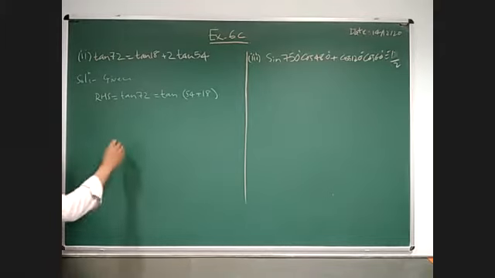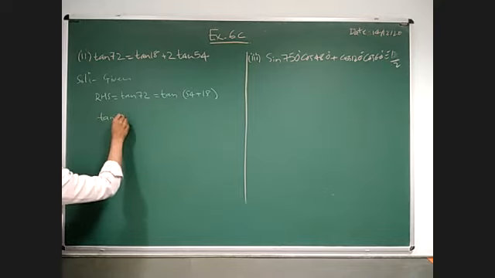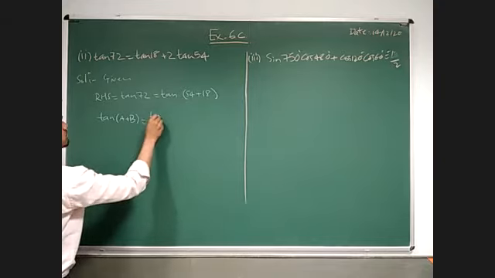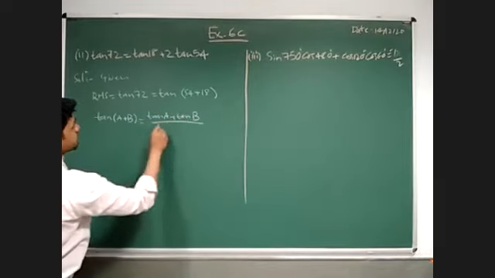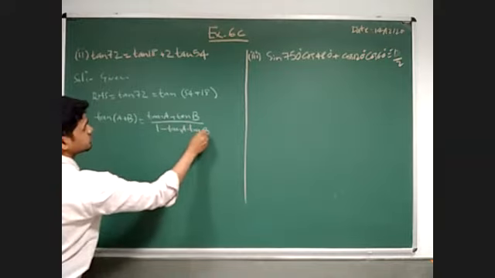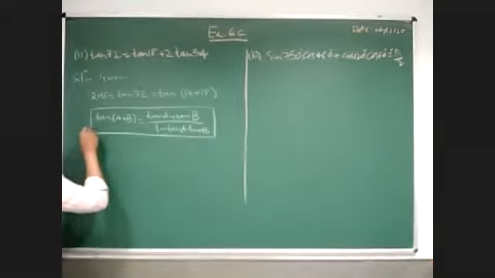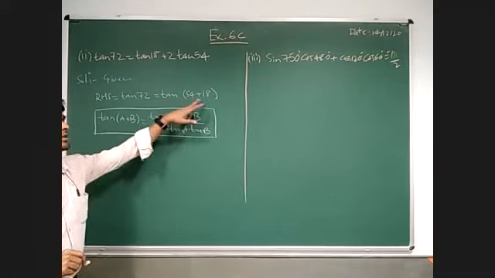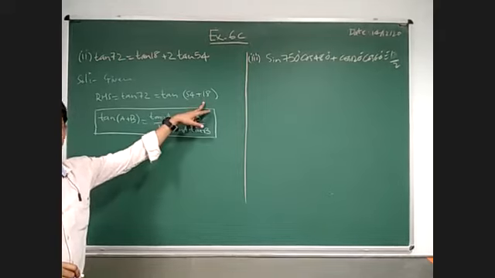So here I know one formula. The formula is tan(A plus B) equals (tan A plus tan B) over (1 minus tan A tan B). So we are going to use this formula here because we have 54 plus 18. So here I can assume 54 is A and 18 is B.